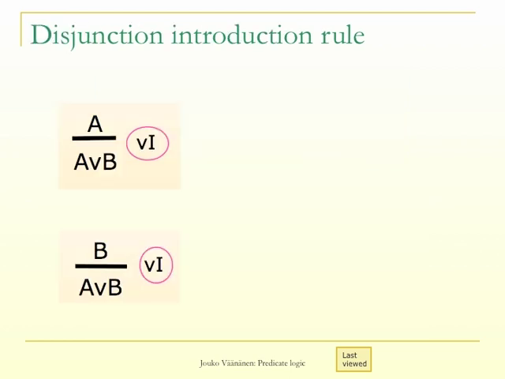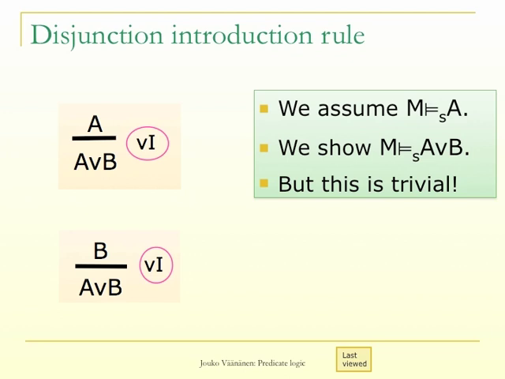Disjunction rules. First, the disjunction introduction rule. There are two. Suppose S is an assignment that satisfies in M the assumptions B1 to Bn, and let's assume S also satisfies in M A. We want to show that then S satisfies A or B, but this is trivial. Also, if we assume S satisfies B in M, then again trivially S satisfies A or B.